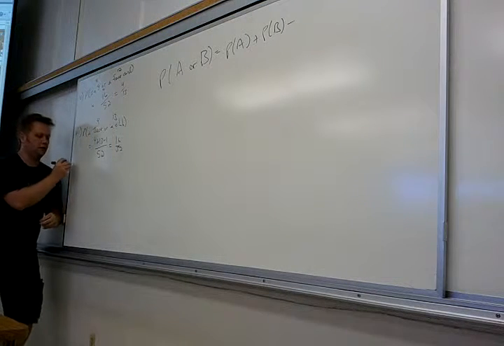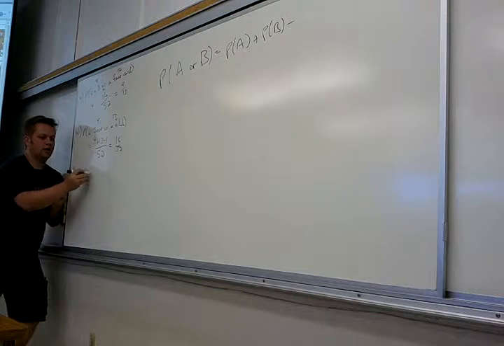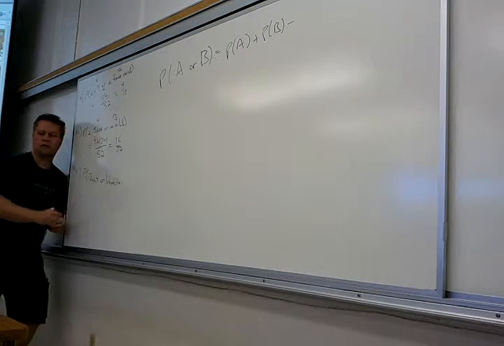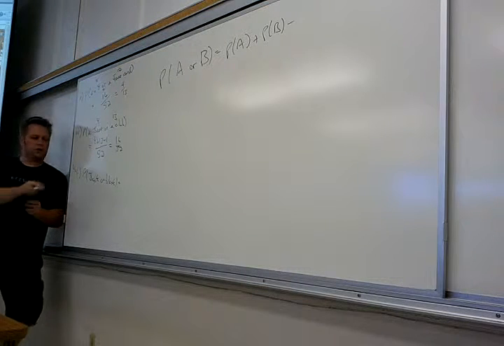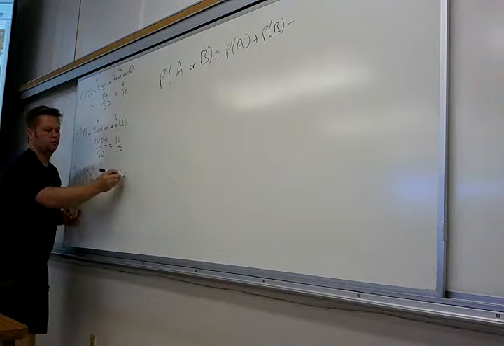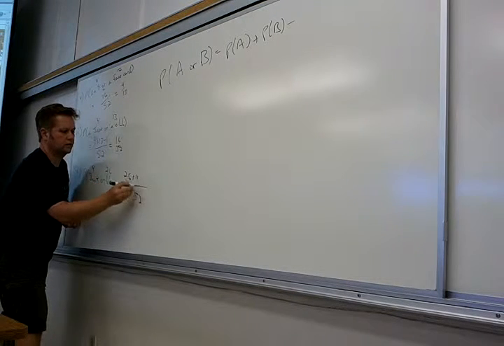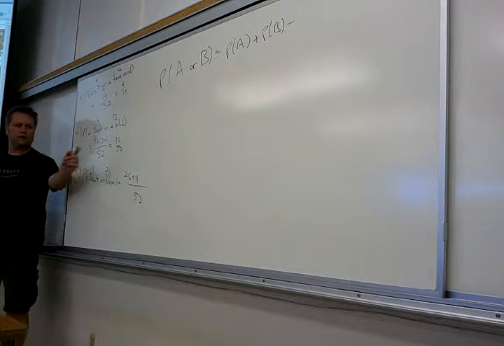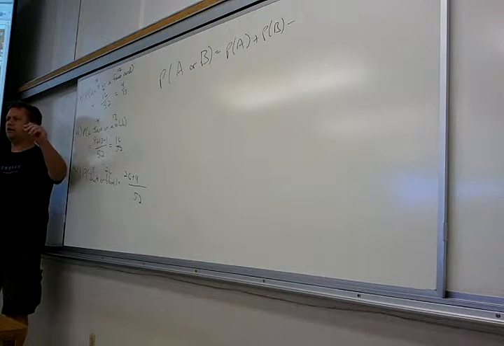So let me do another one off the heels of this. Say I want a jack or a black card. Well, how many are jacks? 4. How many are black? 26. 26 plus 4, but I've got to subtract off how many? 2, because I've already counted 2. So you've got to be careful. It's not always the same number here. It's not always 1 or 2.